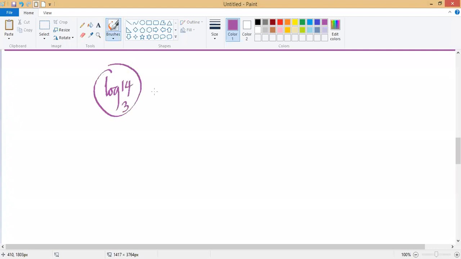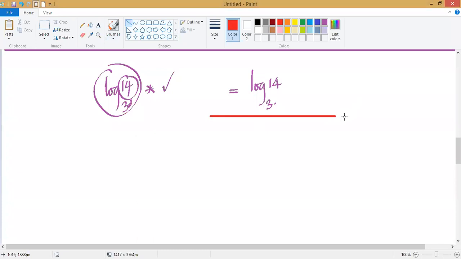Suppose you have this as your last step, and you can't factorize 14 in terms of 3. Then you leave it as that. You just underline that. Suppose you land at log 14 base 3, where 14 can't be prime factorized in terms of 3. You just get your ruler and underline that as your solution. Oh, okay.